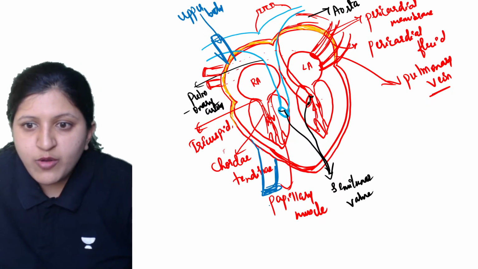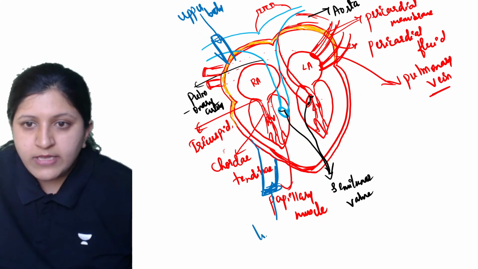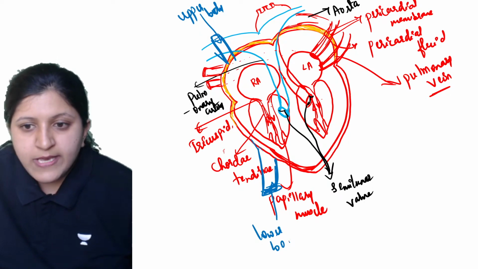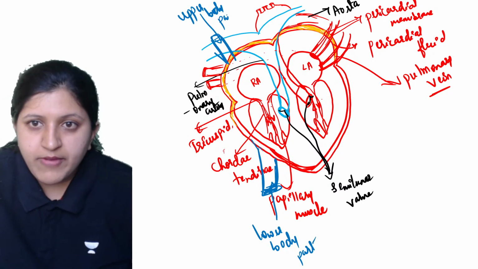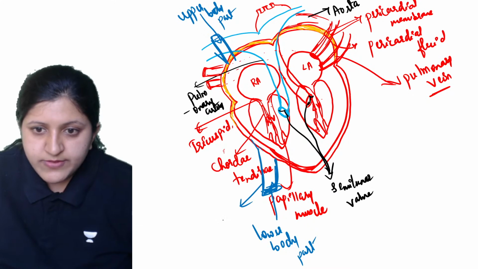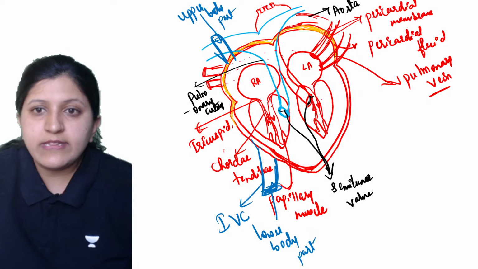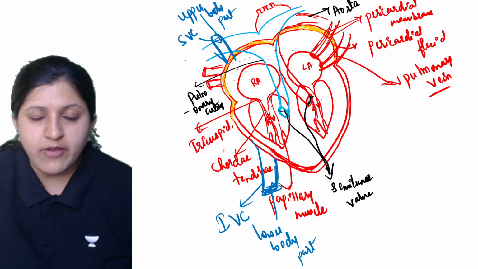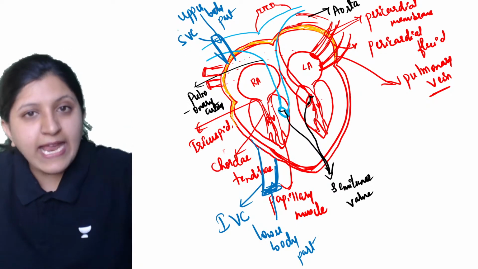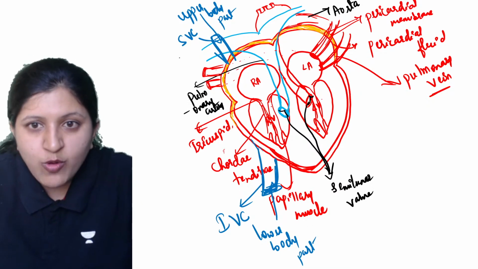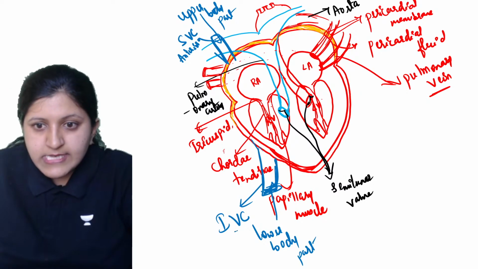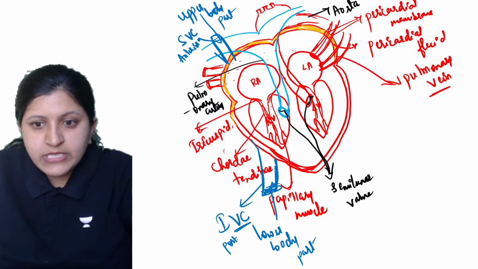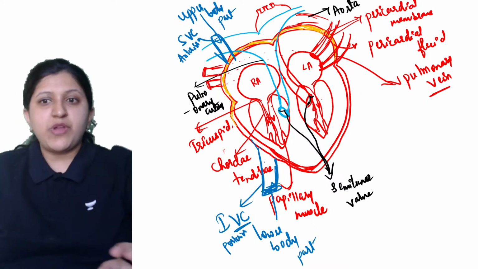Okay, and from the lower body parts, the deoxygenated blood is coming. So this is the inferior vena cava, IVC. And this one is the superior vena cava. It can also be called the anterior vena cava, and the inferior vena cava can also be called the posterior vena cava. So this is the structure that we have done.